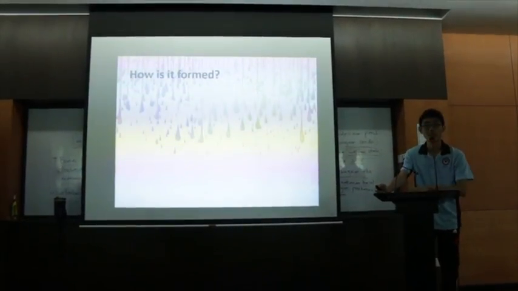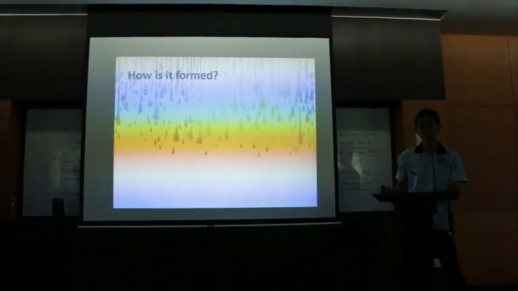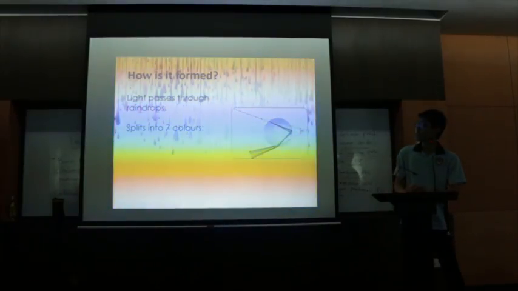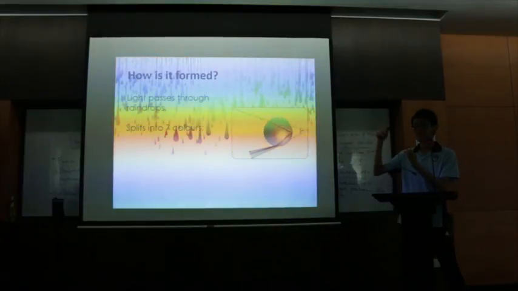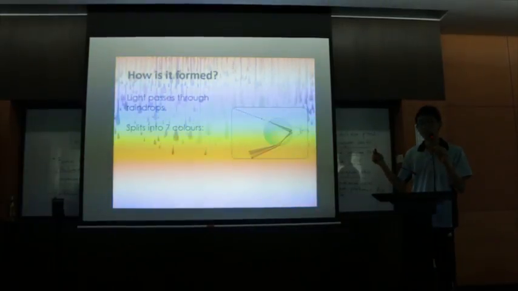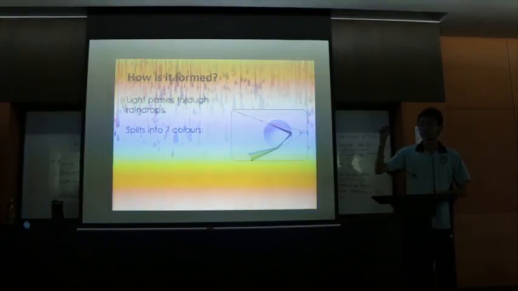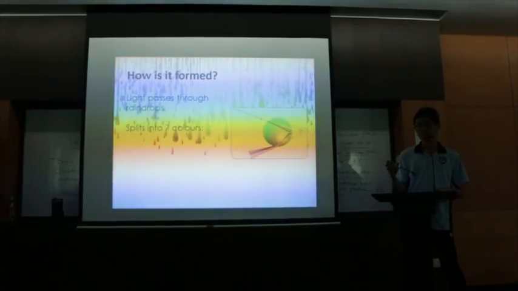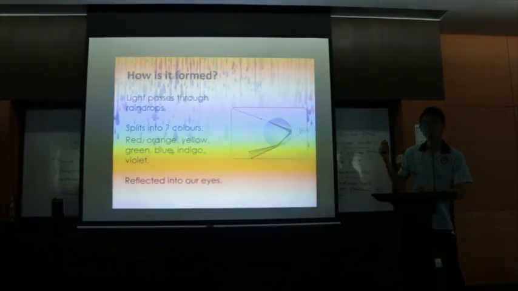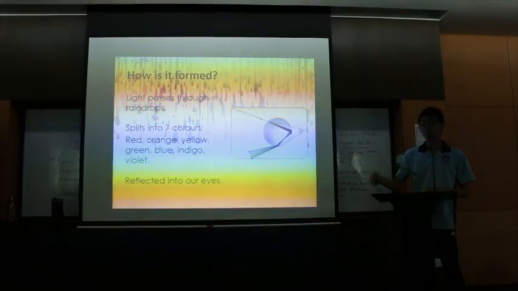Okay, I'll go straight to how it's formed. A rainbow, you guys know, is formed when there's rain and when there's sunlight. So when light passes through a raindrop, it enters the raindrop and then bounces off the back of the raindrop, and then the light will be refracted into 7 colors, which is the royal spectrum: red, orange, yellow, and so on. And when it escapes the raindrop, it will spread out, and then it will be reflected into our eyes.